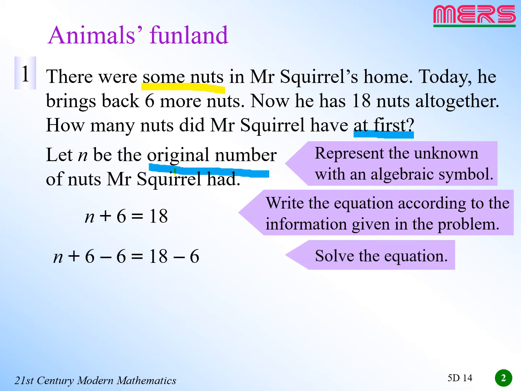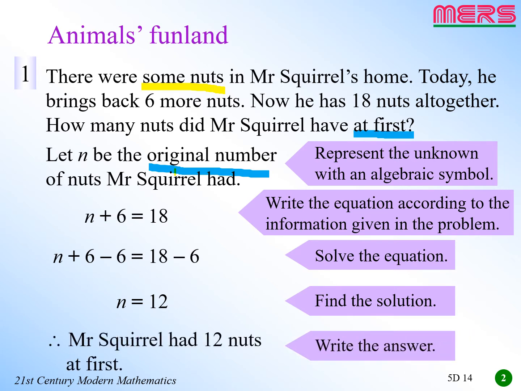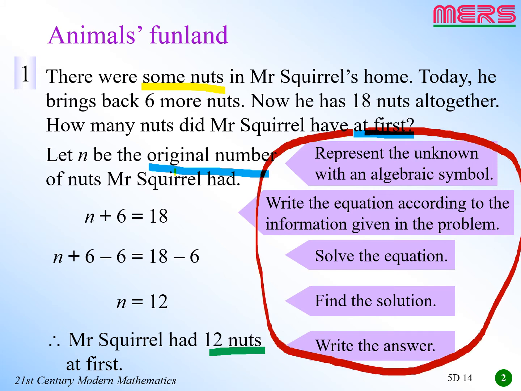Then the next step is solving the equation by subtracting 6 on both sides so that you can remove plus 6 on the left hand side. And then you can find the solution n equals 12. Finally, we put down the statement. Therefore, Mr. Squirrel had 12 nuts at first. And remember to write down the unit, nuts, in your statement. So, these are the steps you have to bear in mind when you are using simple equations to solve problems.